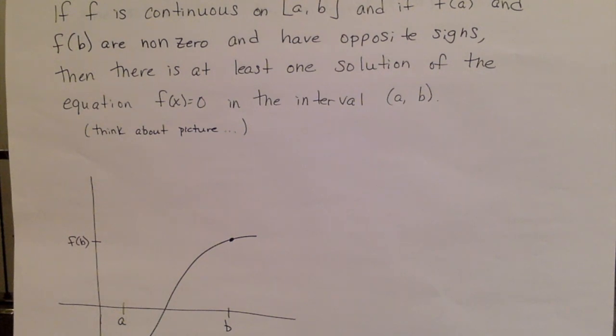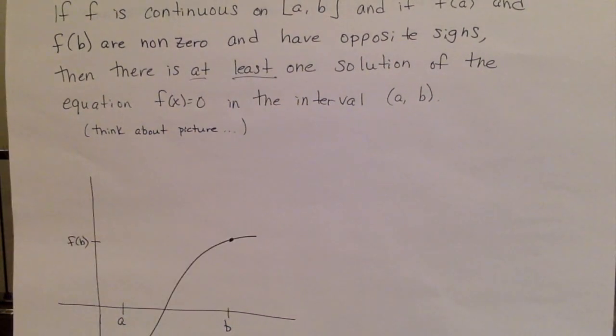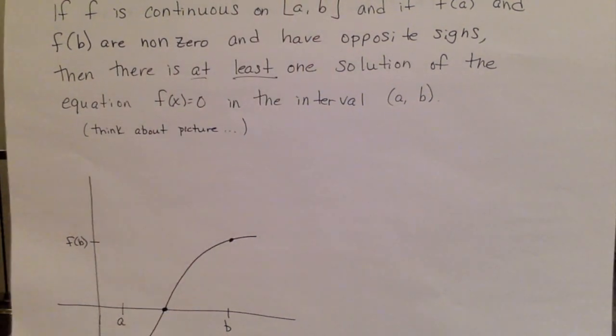And f of a and f of b are non-zero. They're non-zero, right? One of them is a negative number, one's positive, and they have opposite signs. There is at least one solution of the equation. Remember, the solution is a 0 or an intercept. So we have at least one solution.